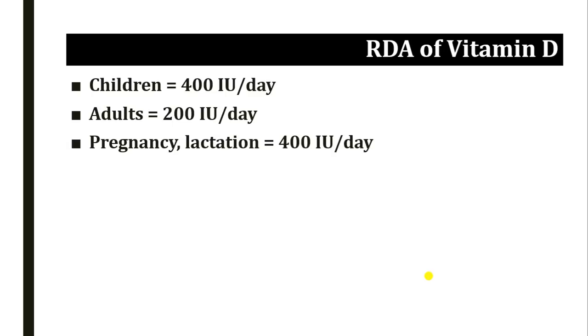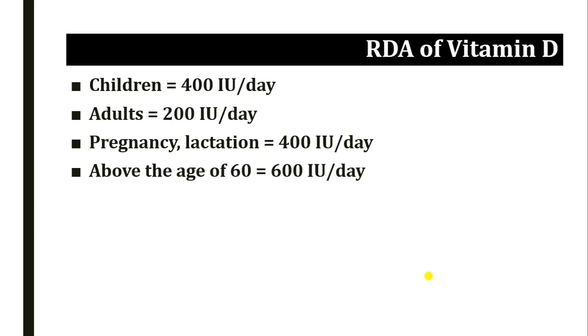RDA, that is recommended daily allowance of vitamin D. For children, it is about 400 international units per day. In adults, it is 200 international units per day. It's lower compared to children, as children require more vitamin D because they are in a growing age. A growing bone requires more calcium, and hence more vitamin D is required. During pregnancy and lactation, vitamin D requirement is increased, and so it is about 400 international units per day. And above the age of 60, requirement increases to 600 international units per day.